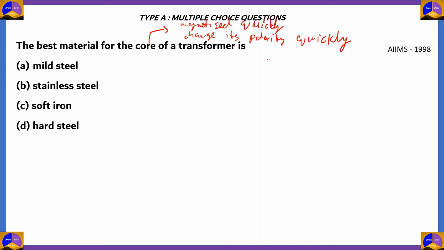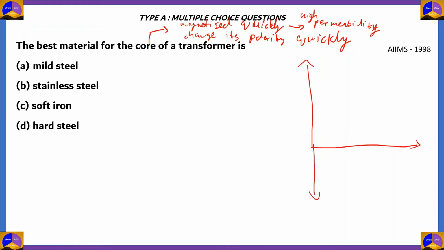So the property which means that the material is magnetized quickly is permeability. So a material with high permeability will have quickness in magnetization. So if a material has high permeability, it will be magnetized quickly. However, when it comes to magnetic materials and magnets in general, there's something called hysteresis. Now, hysteresis means the lagging behind in terms of magnetic field and magnetic susceptibility.